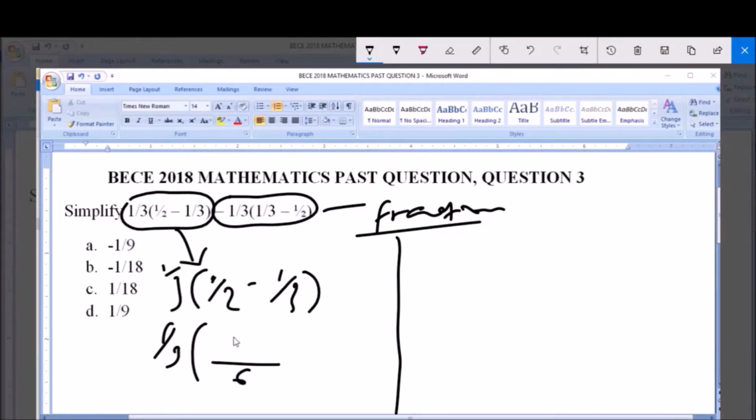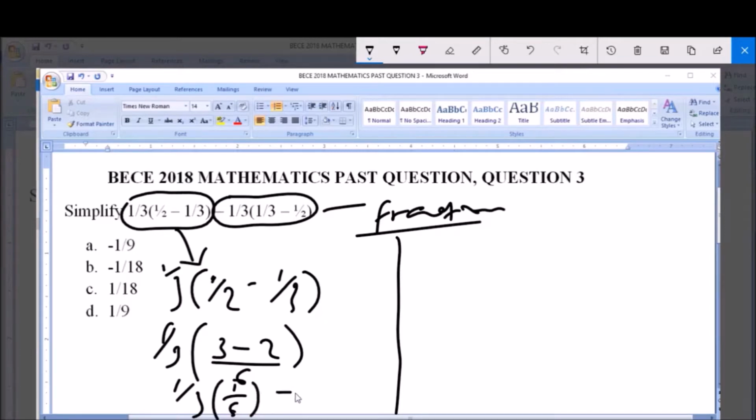3 times 1 here will give us 3. So we have 3 minus 3 in 6 will give us 2. 2 times 1 here will give us 2. You understand? So here now we have 3 minus 2. So we have 1 over 3 into brackets, 3 minus 2 will give us 1, 1 over 6. 1 over 6.